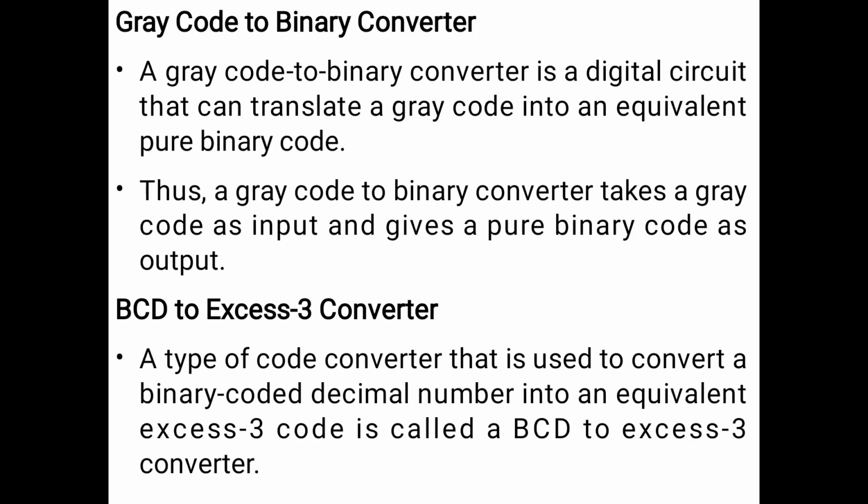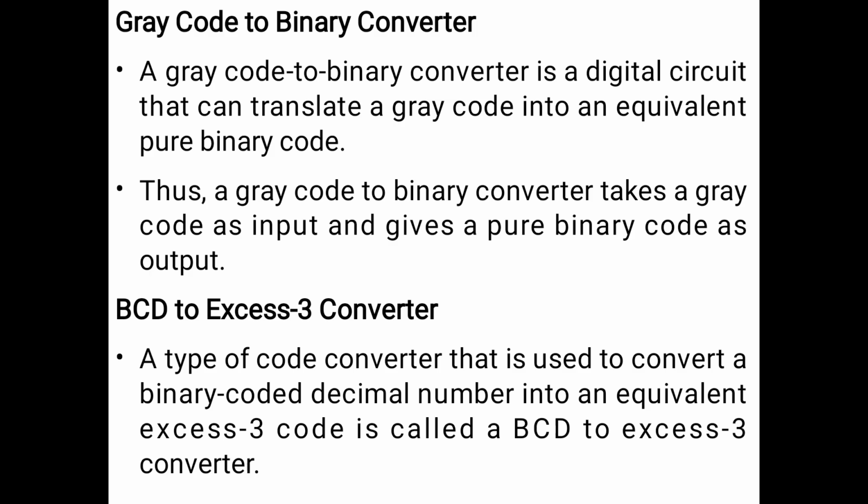Gray code to binary converter. A gray code to binary converter is a digital circuit that can translate a gray code into an equivalent pure binary code. Thus, a gray code to binary converter takes a gray code as an input signal and produces a purely binary code as output.